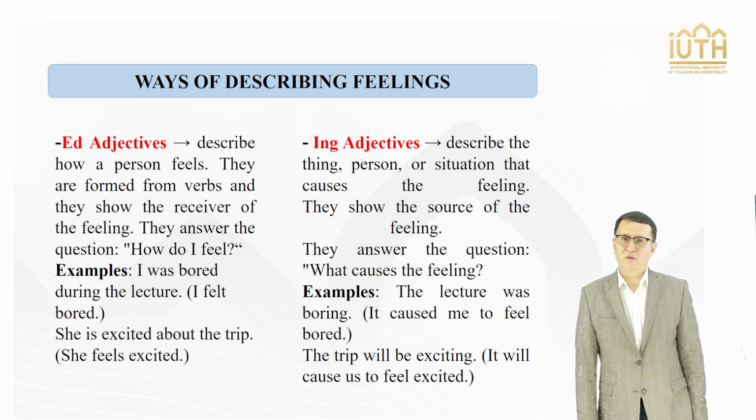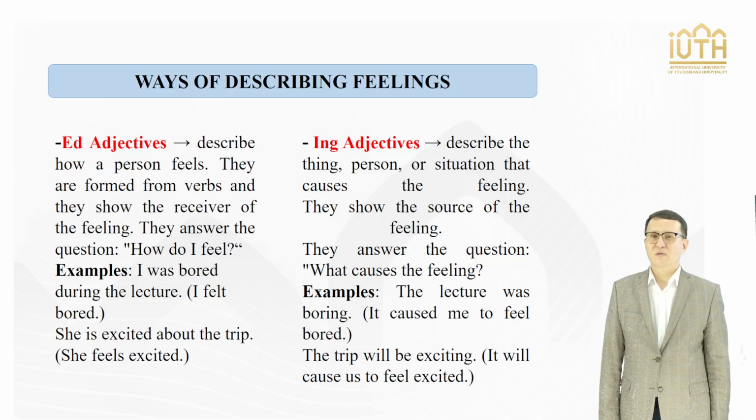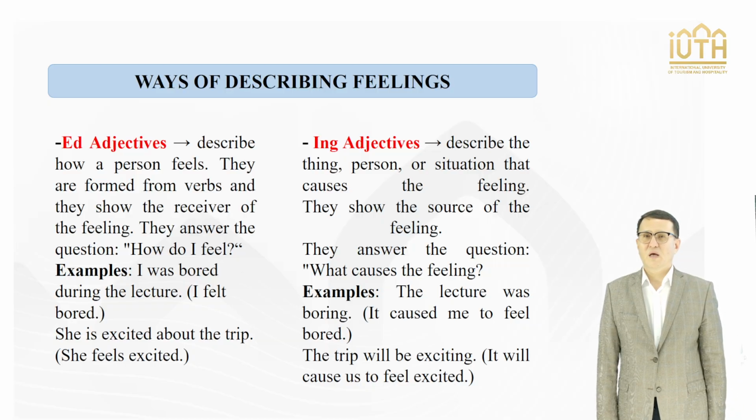Ways of describing feelings. Now you can see the ways of describing feelings with adjectives ending with -ing and -ed. Ed ending adjectives describe how a person feels. These adjectives are formed from verbs. They show the receiver of the feeling. They answer the question, how do I feel? Example, I was bored during the lecture. It means I felt bored. She is excited about the trip. It means she feels excited.